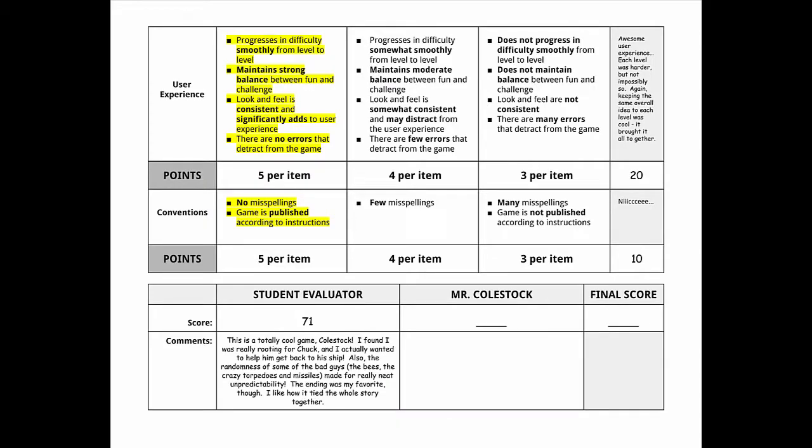In user experience, I got maximum points because my levels progressed in difficulty smoothly. I had a strong balance between fun and challenge. I had a look and feel that was consistent, that added to the user experience, and there were no visible errors in my game. I also spelled everything correctly and published my game to my class website in accordance with the requirements. So I got a 20 on user experience, 10 on conventions. Overall, I got a 71 out of 75 on the game. And remember, 25 of the points are going to be scored by the instructor, me, so I'm not going to score my own. Hopefully this helps you prepare for scoring of your game.